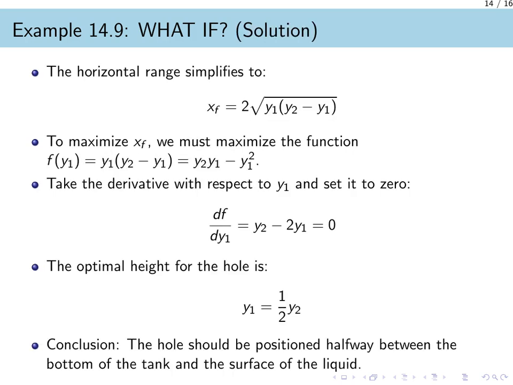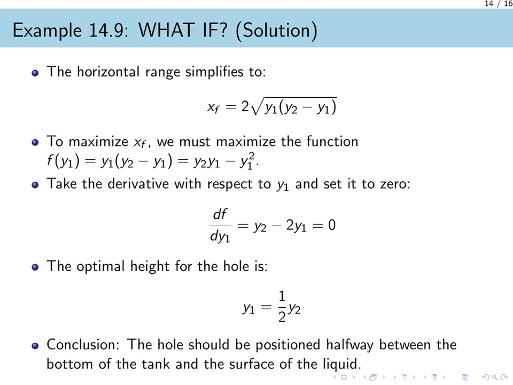We now have an equation for the horizontal distance the water travels. Our goal is to find the height of the hole, which we call y1, that makes this distance as large as possible. The formula for the range depends on the square root of the quantity y1 multiplied by the quantity y2 minus y1. To maximize the range, we simply need to maximize the function inside that square root. This is a classic calculus problem.